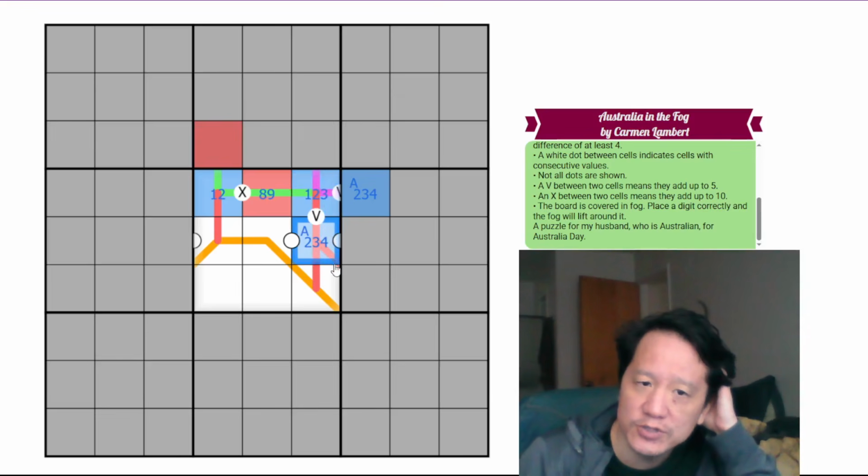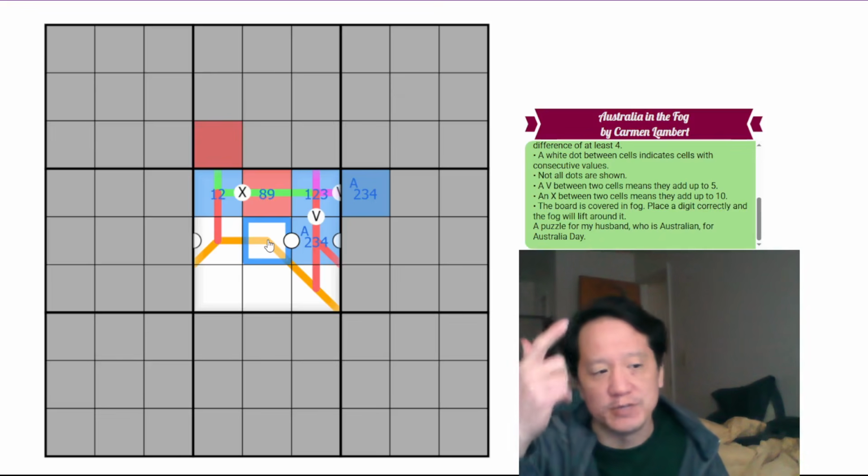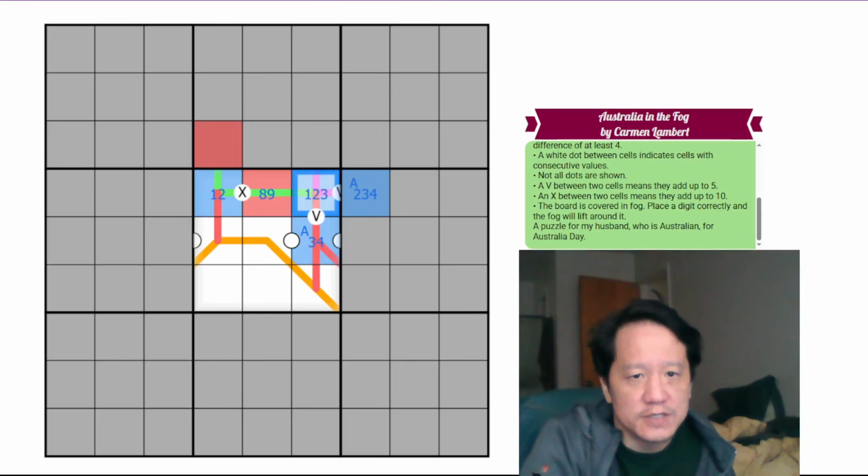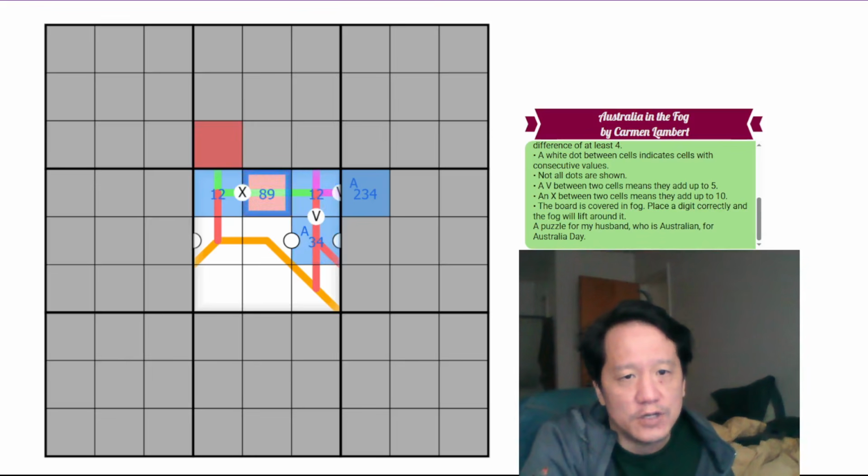So this cannot be 2 here, because if this were 2, that would force this to be 3, this to be 1, and this could not be either 1 or 3, which must be consecutive with 2. So this can't be 2, which means this is guaranteed to be 1 or 2. That eliminates 1 and 2 in the rest of the box and the rest of the row. So this can't be 2.